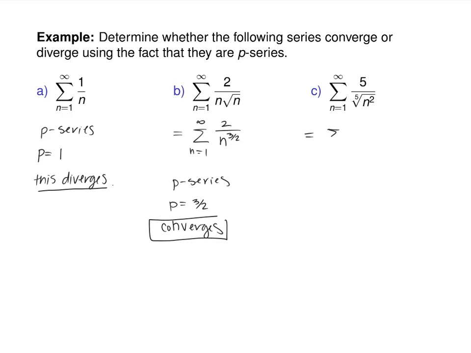So this is the sum. When you have a fifth root of something squared, it's 2/5. That doesn't sound greater than 1, does it? It's a p-series. p is equal to 2/5. This diverges.